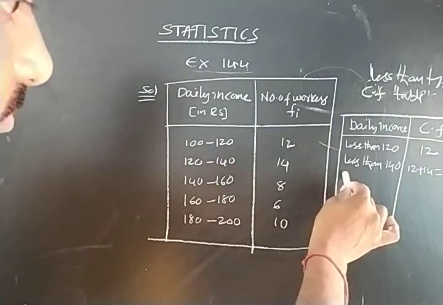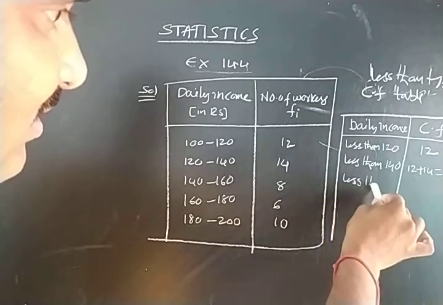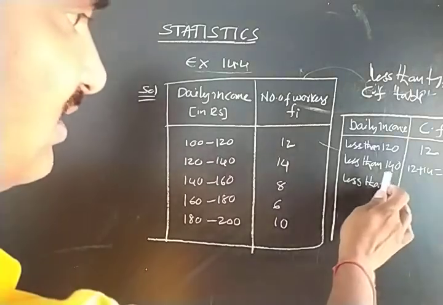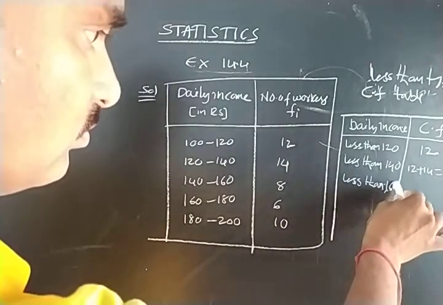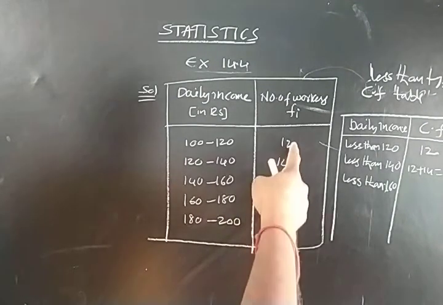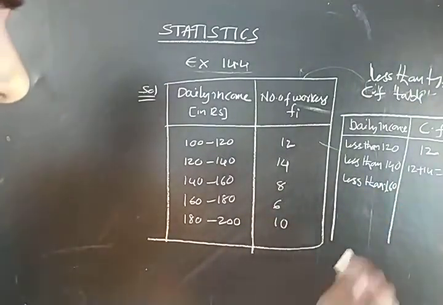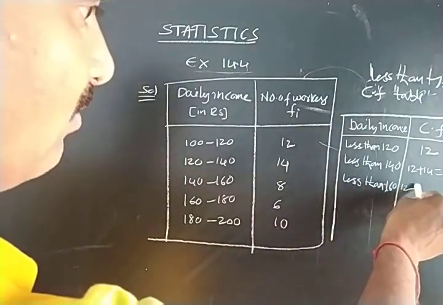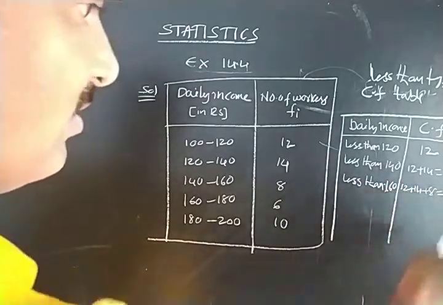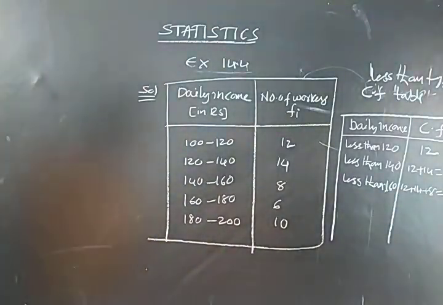Next, for the third interval, less than 160. Less than 160 means 12 plus 14 plus 8. Already 12 plus 14 we got 26, so to 26 you have to add 8. So here I am adding 12 plus 14 plus 8, that is 26 plus 8, which is 34. Okay, understood.